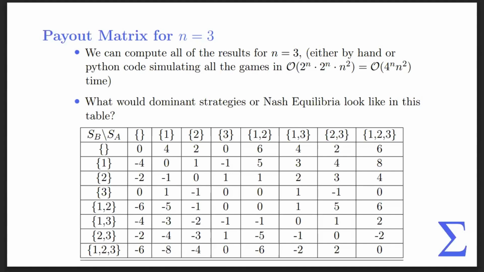So if we do that, we get this table here. The way this table works, these are the betting sets for player B, these are the betting sets for player A, and all the entries in this table are the payouts for player A. Just remember that if you were to negate these values, that would be the payout for player B. So knowing what dominant strategies and Nash equilibria are, what would they look like in this table? If you were to see a dominant strategy or Nash equilibrium, how would you go about looking for one, basically?